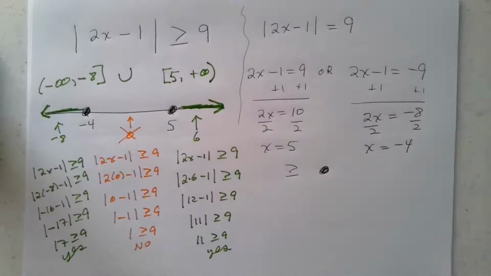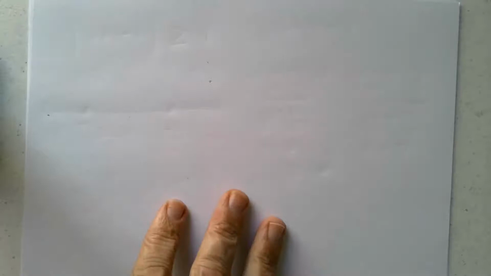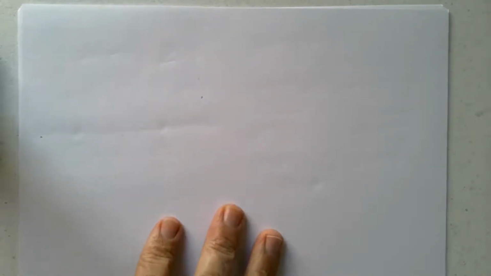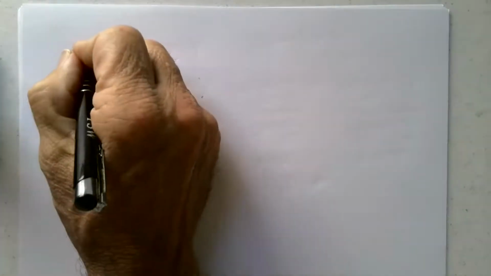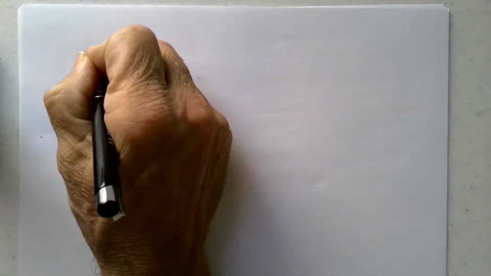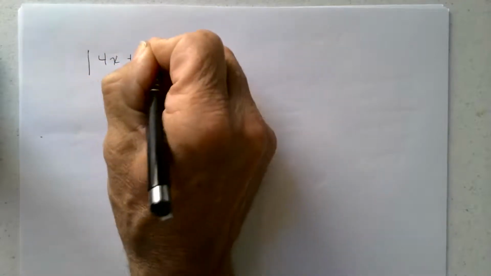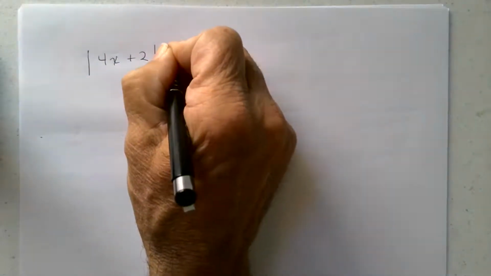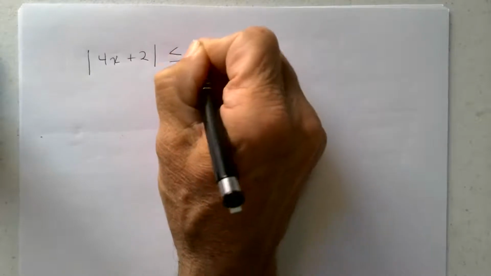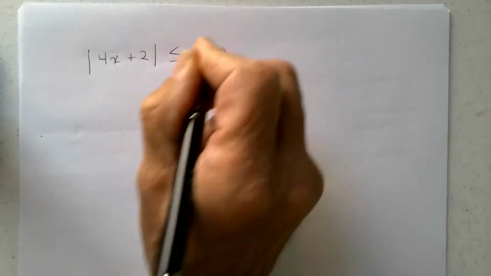All right. So let's do another one. What if we have something like this? Absolute value of 4x plus 2 is less than or equal to negative 10.